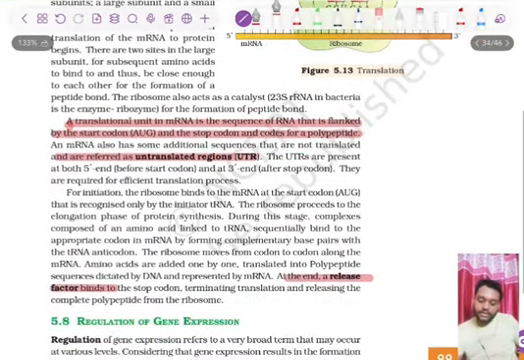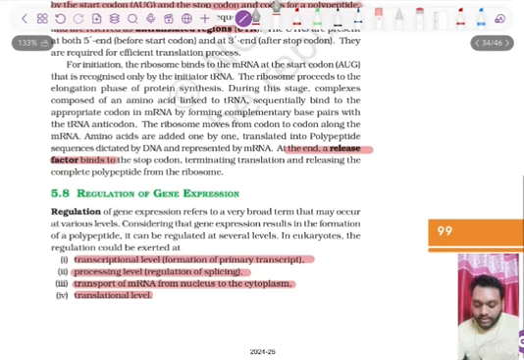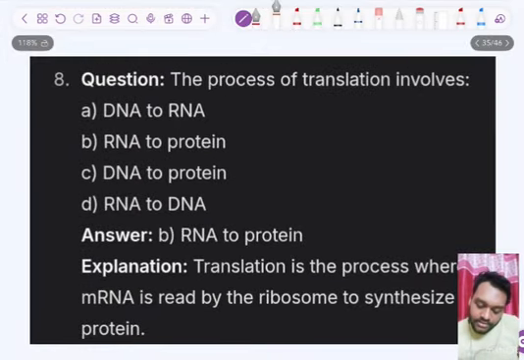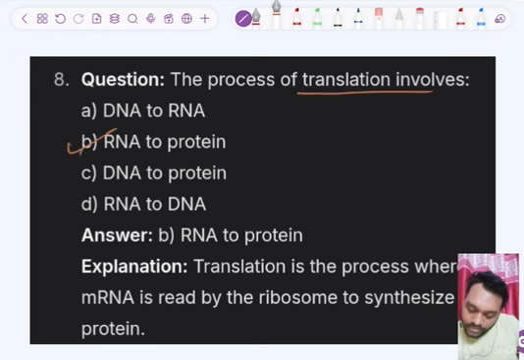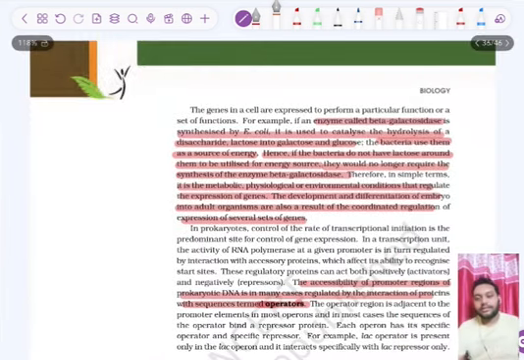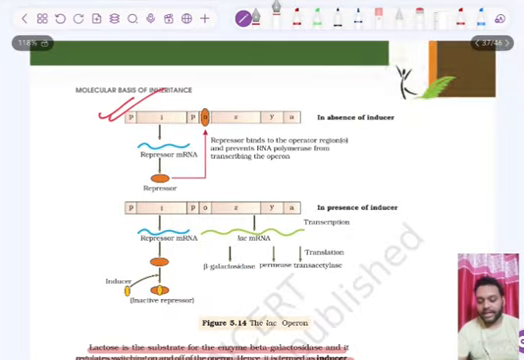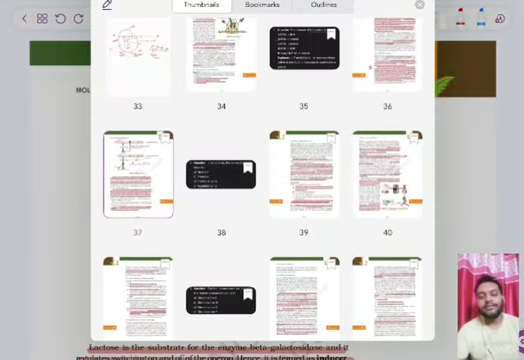Next is the regulation of gene expression, that is our lac operon. The process of translation involves what? Translation means RNA to protein, option B. So basically, this is your video module over the lac operon. I can guarantee you, no one can make you understand the lac operon in this short time, but I will take very short time.